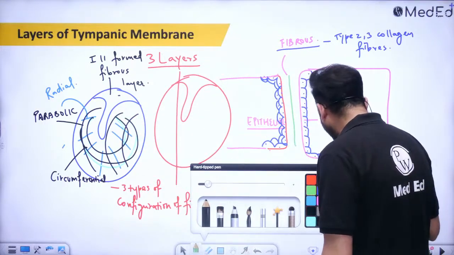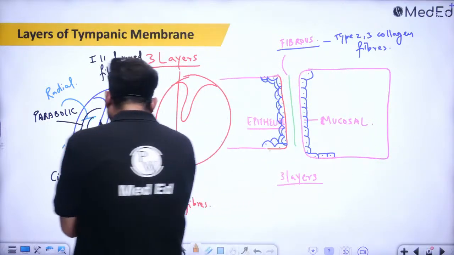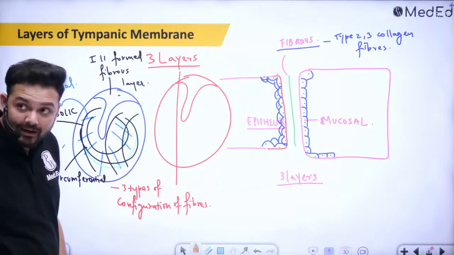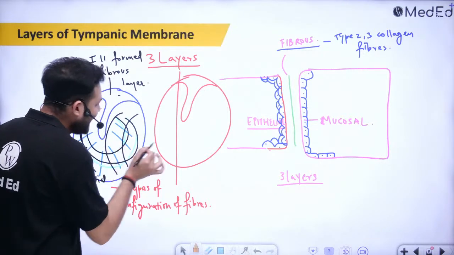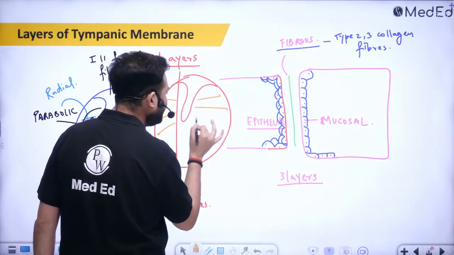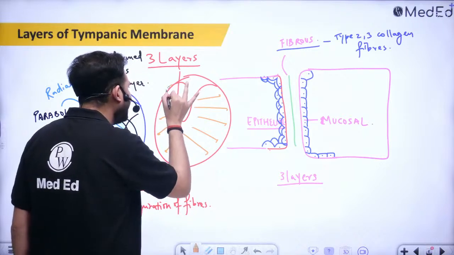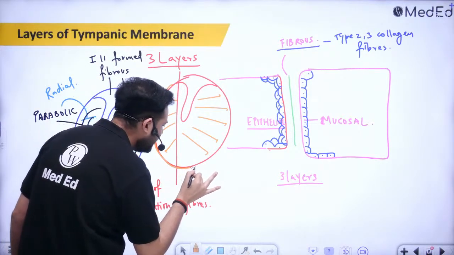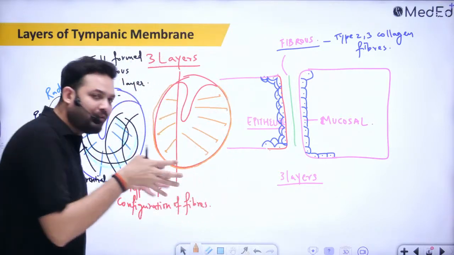अब होता क्या है? That this fibrous layer of the pars tensa, only about the tensa, this fibrous layer goes laterally. The fibers go laterally. And what happens is, they kind of form a thickened rim. They form a very thick rim. हम देख रहे हैं orange color की, they are forming a thick rim.